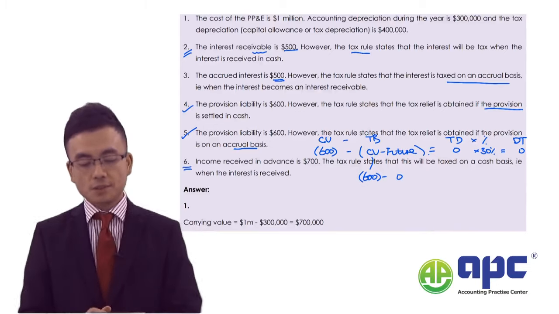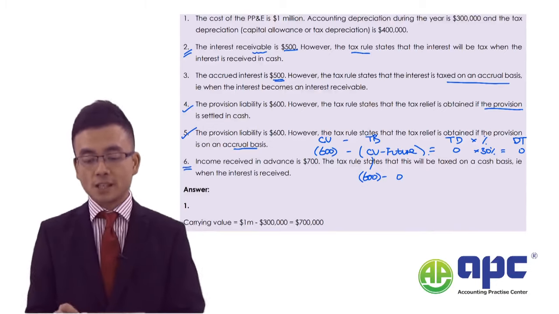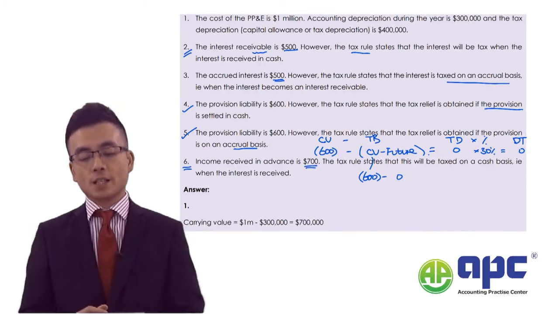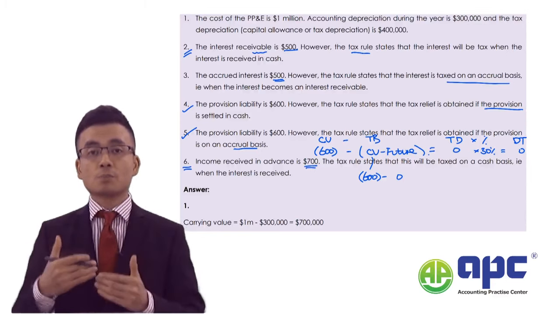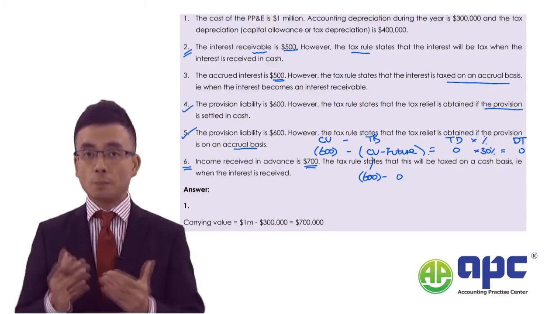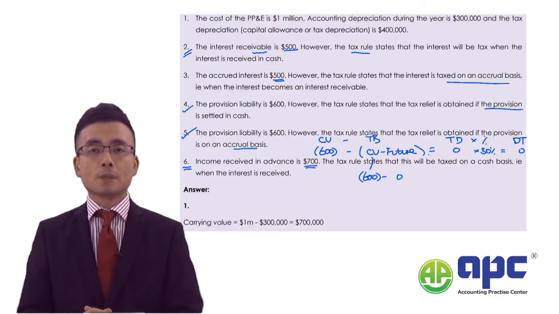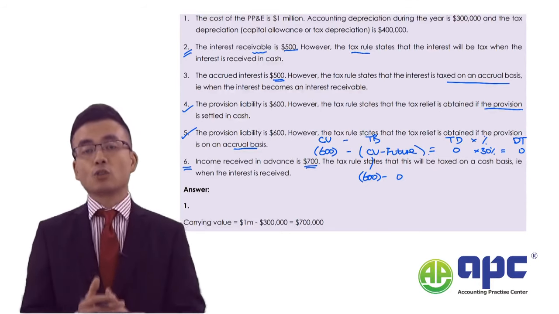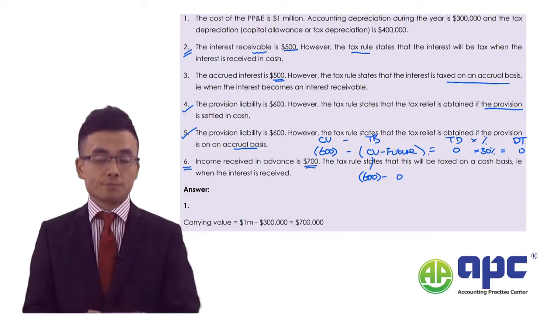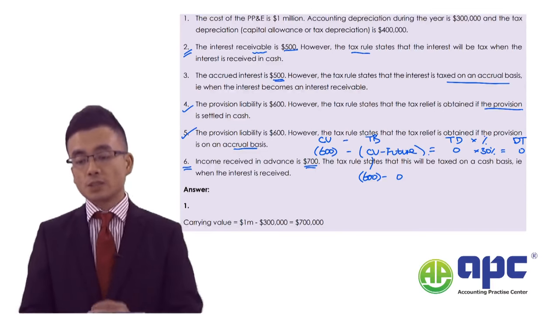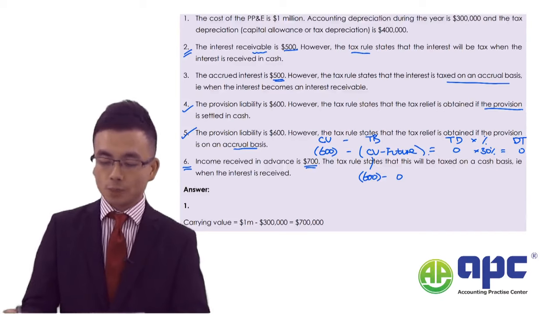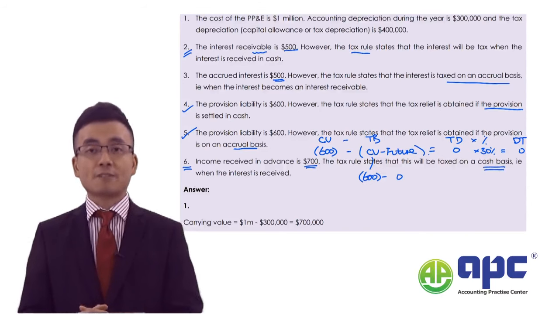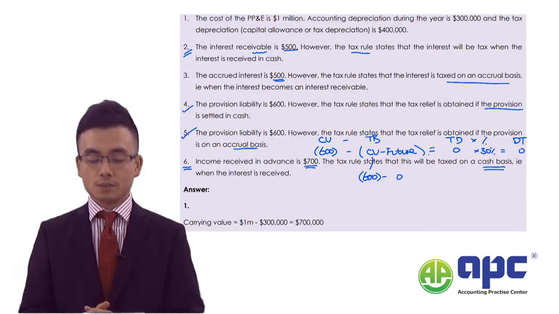Case number 6, it says the income received in advance is $700, which means we've got the prepaid income or the deferred income liability because we receive money in advance before we provide any goods or services to the buyer. And this is quite common in certain industries, especially in the service industries, such as in education companies. We've got lots of prepaid income here. The tax rule states this will be taxed on the cash basis, which means when the business receives money in advance worth of $700, it has been taxed.